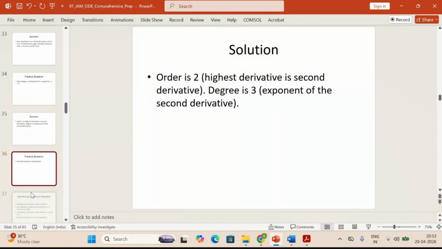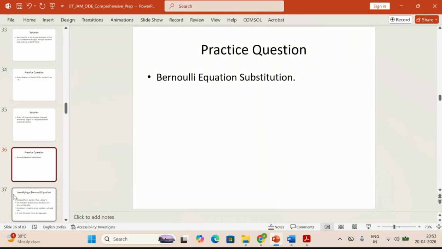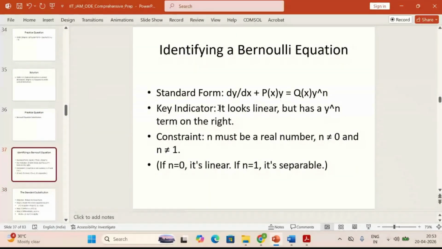So next question is the Bernoulli equation substitution. Basically, dy/dx plus p(x)y equals q(x)y to the power n. How would you solve this problem? Like the process of solving this equation, how can this be transformed into a linear equation?